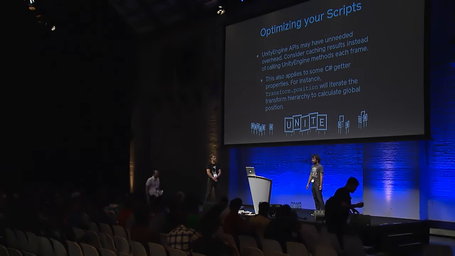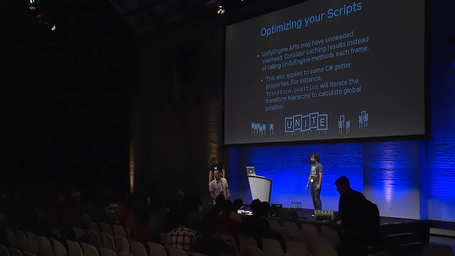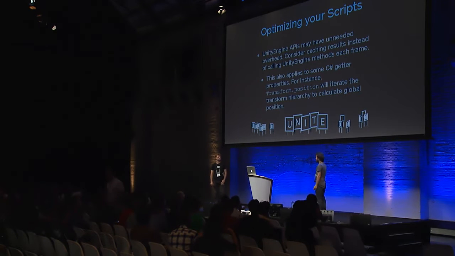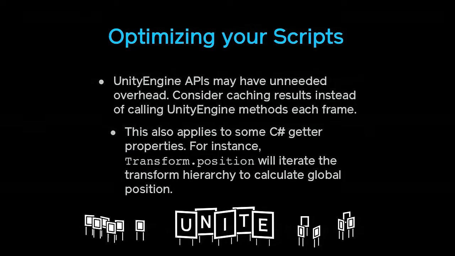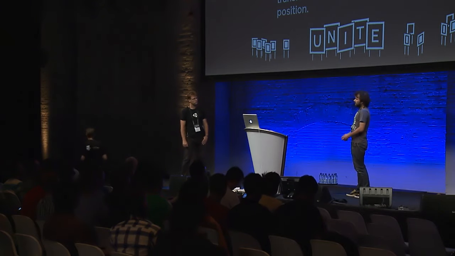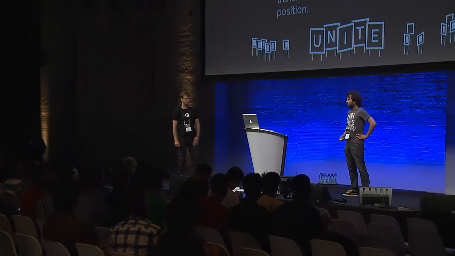One other thing we see a lot when looking at user projects is that people are unaware of the overhead of Unity Engine APIs. Especially if you come from a C++ background like myself, the concept of C# properties may be misleading because often it looks like a simple variable access, but there may actually be some complex calculations involved. A good example is transform.position. It's something you use all over your scripts typically. And if your object is somewhere deep in the transform hierarchy, it will actually iterate through all the hierarchy and perform matrix multiplications to find out the global position of your object.